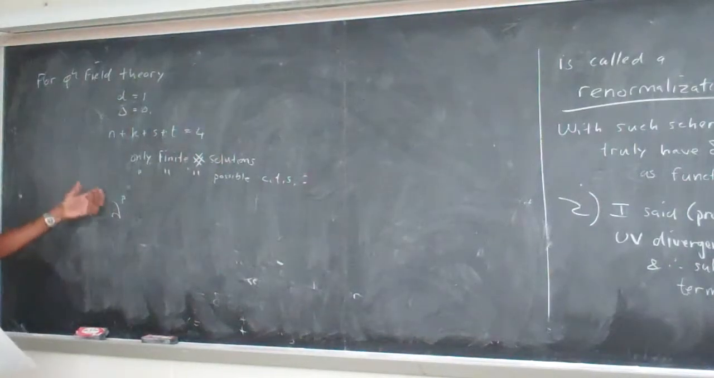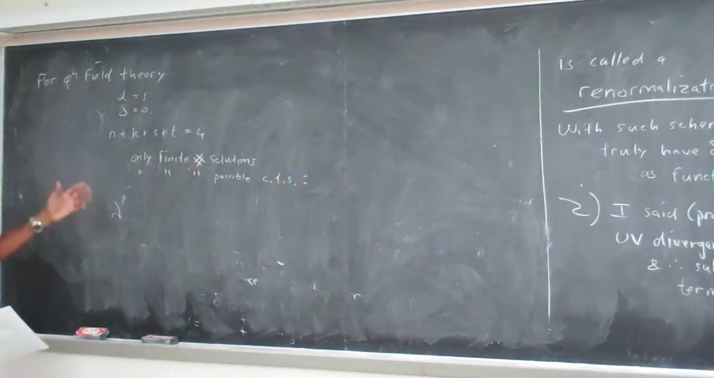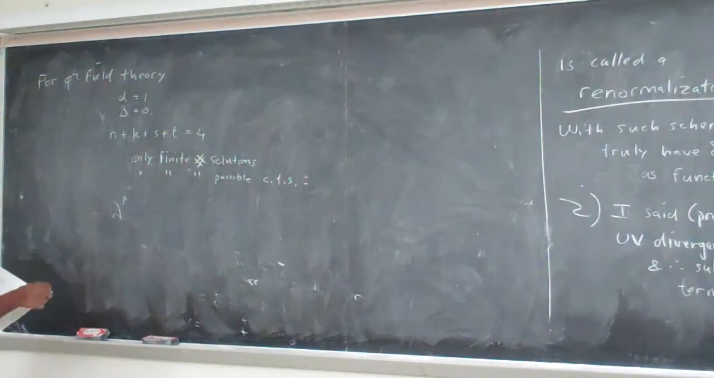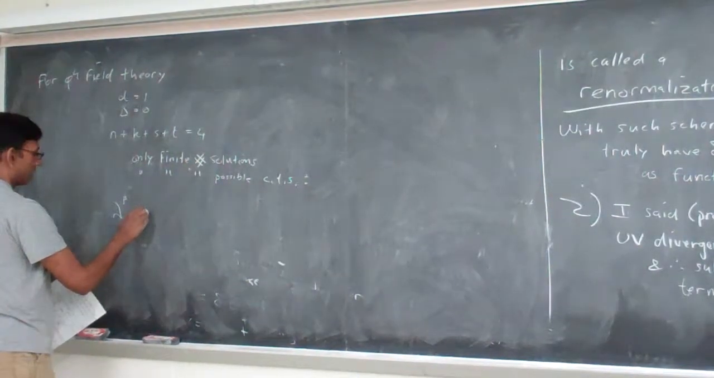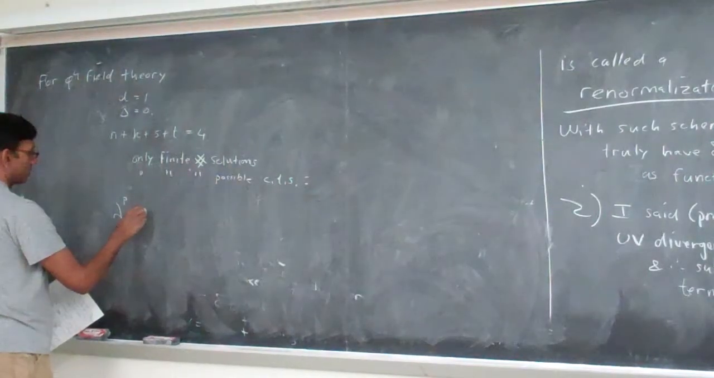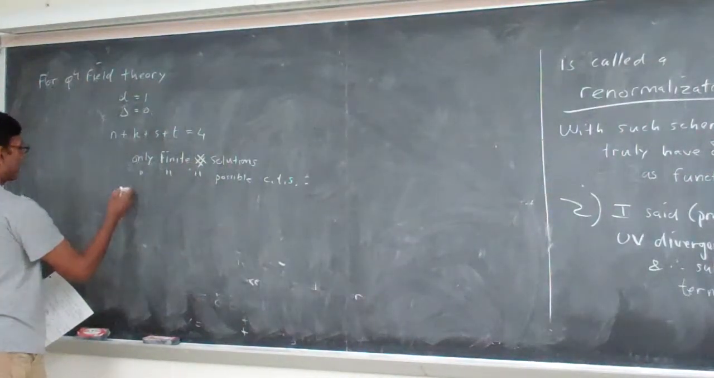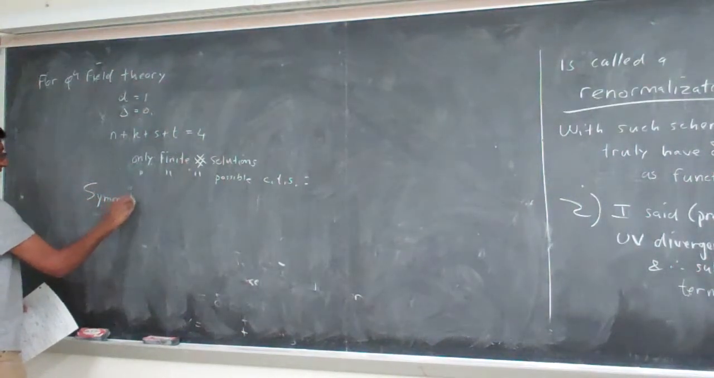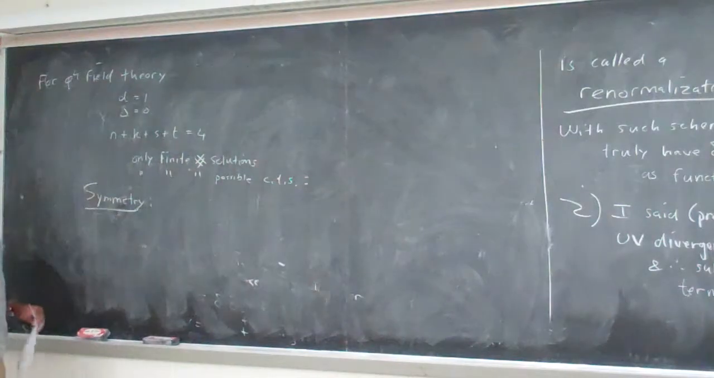Perturbation theory could be there, lambda to whatever power. But what about the dimensional thing? You could have... let me do one thing. Symmetry. Symmetry is a great gift in restricting the effective action.